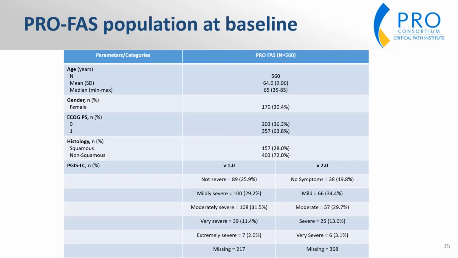So let's go a little bit into the results. Here on this table are the baseline characteristics of the PRO FAS population. As I said, we had 560 patients, mean age 64, 30% female. And you see the distribution of the ECOG performance status. At the bottom of the screen are the 2 versions of the PGIS with the different response categories. And just one thing I wanted to highlight is that for this population, we really didn't have a lot of severe and very severe patients at baseline.